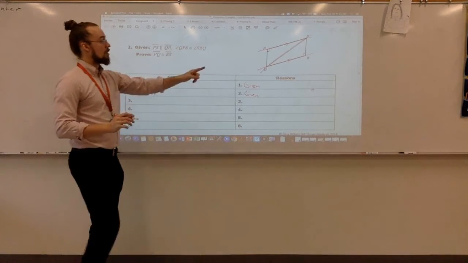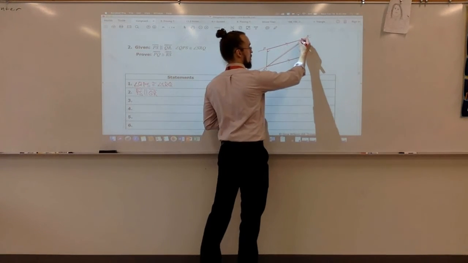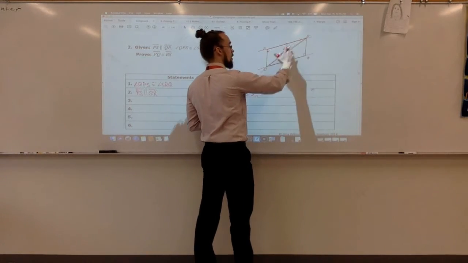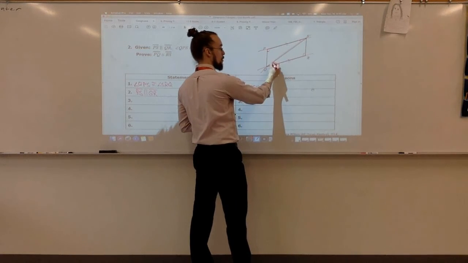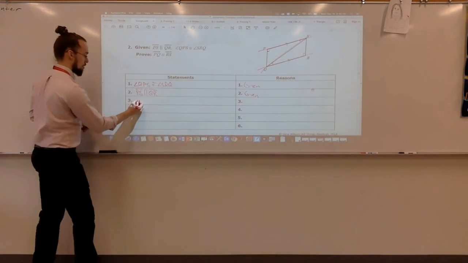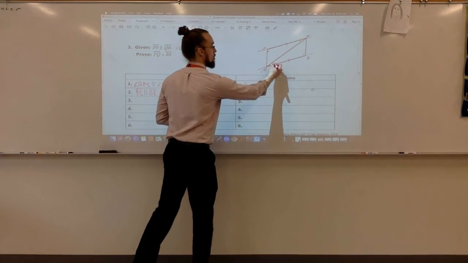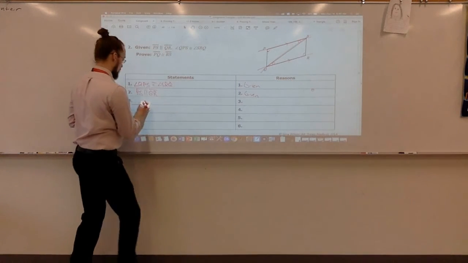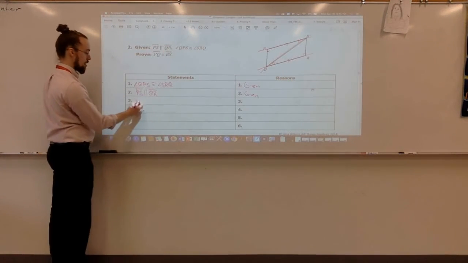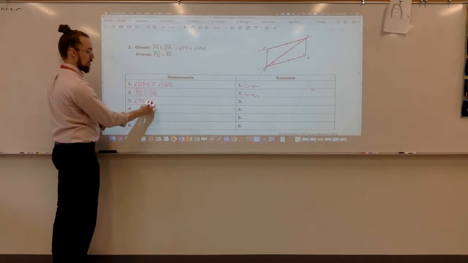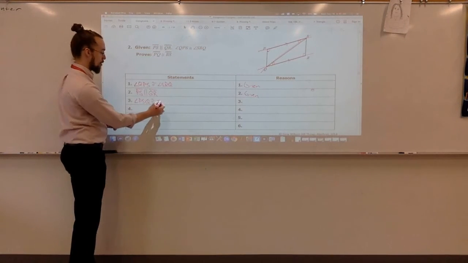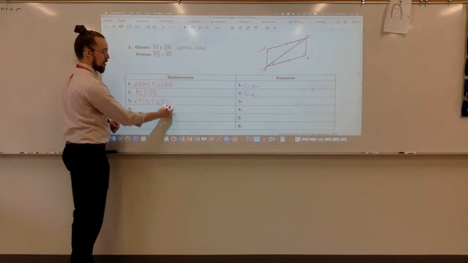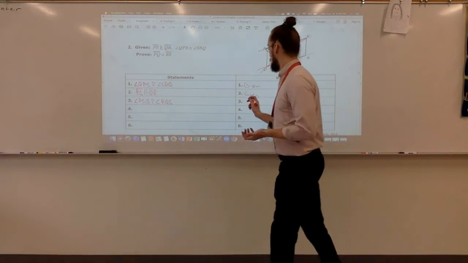PSQ and RQS. Yeah. Perfect, yep. Angle PSQ and RQS, yep. So I guess I need to put 2 lines in there. So angle PSQ is congruent to angle RQS. And that is because they are alternate interior.